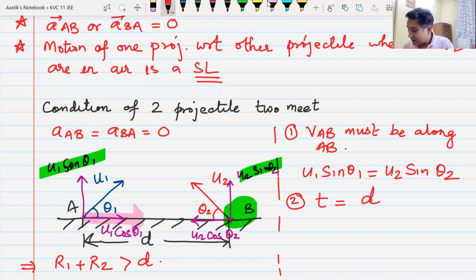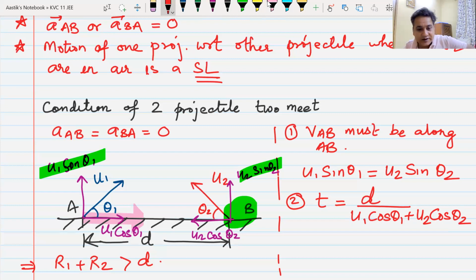Because there is no acceleration, the distance is D, and what will be the velocity of A with respect to B? It will be u1 cos theta 1 minus u2 cos theta 2, but they will get added up. So the answer will be u1 cos theta 1 plus u2 cos theta 2. These types of questions only come in your JEE Advanced. They might not come in JEE Main. Do we understand this? This is the condition for two projectiles on the same horizontal ground to meet. Everyone has noted this down?